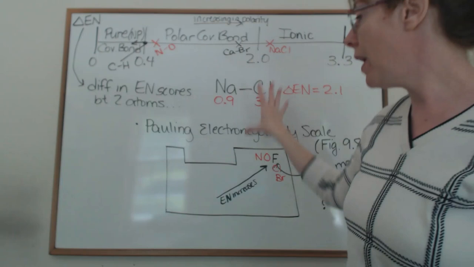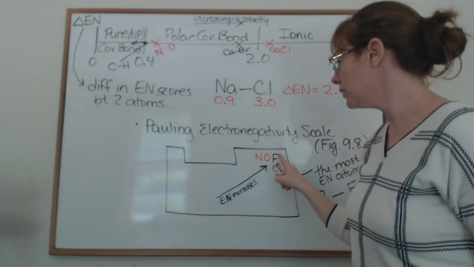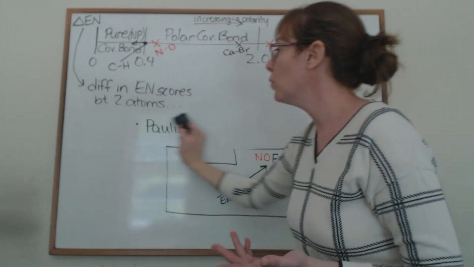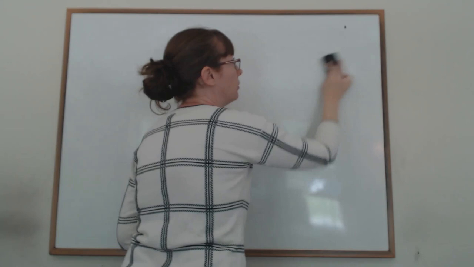So essentially, know how to use these Pauling electronegativity scores to place a particular bond within these three categories, and understand the significance of what electronegativity means. It's the ability, or how hard or how tightly you are pulling on your bonding electrons. Fluorine is the winner. Okay, so that gets us through bond polarity and electronegativity. And now we can move on to the last concept of chapter 9 that I'd like to cover, which is resonance and formal charge.